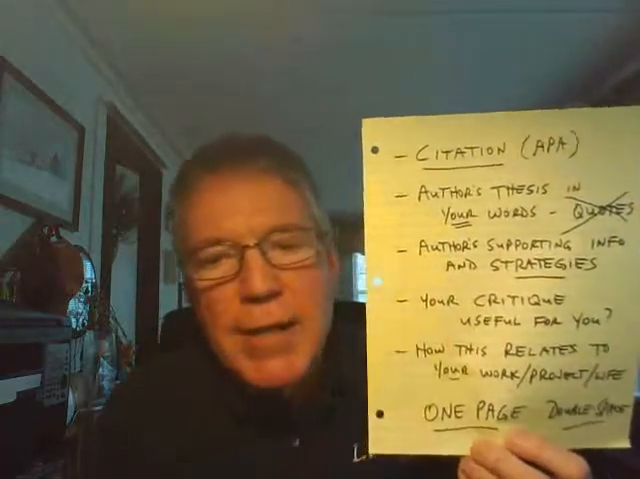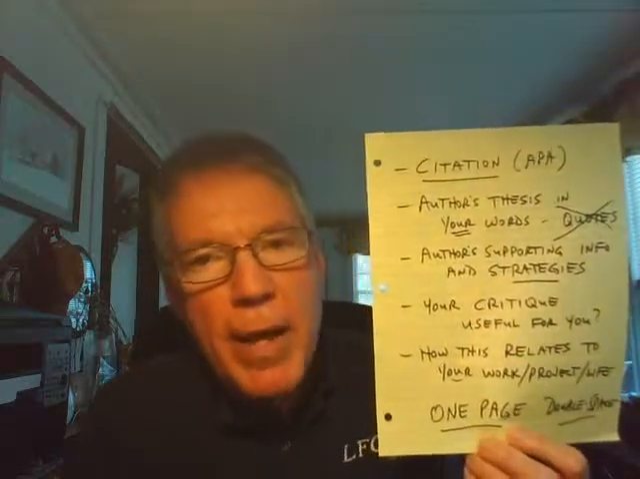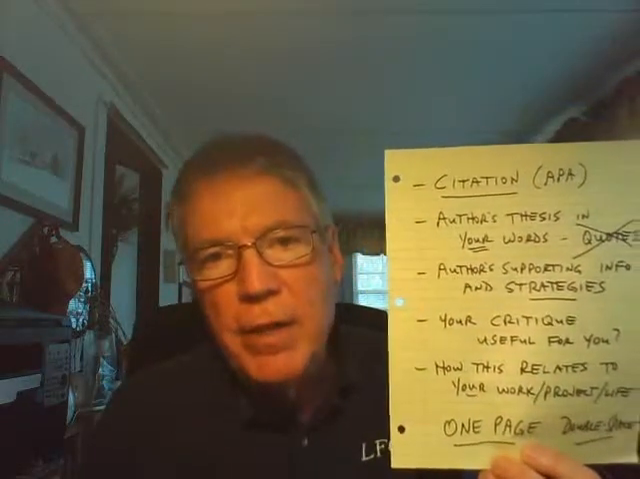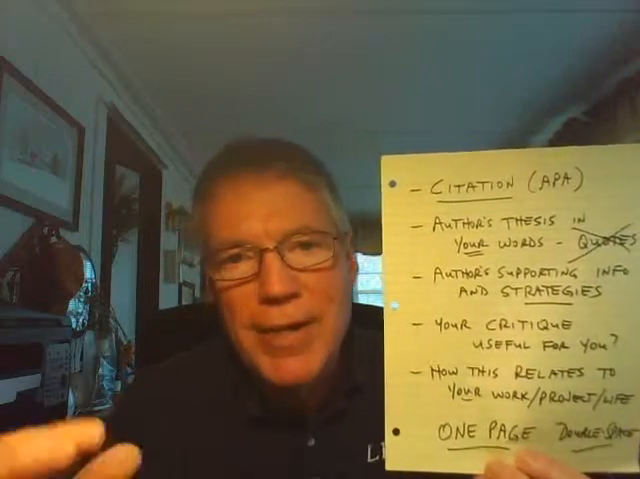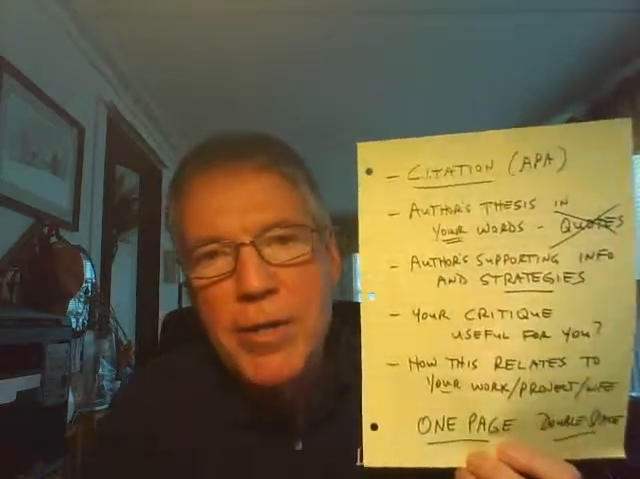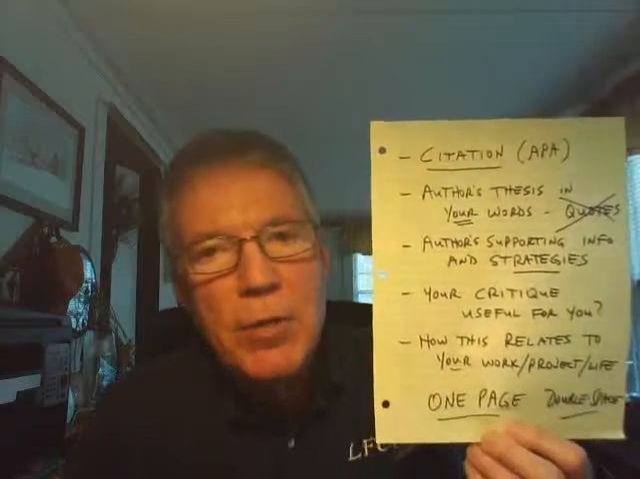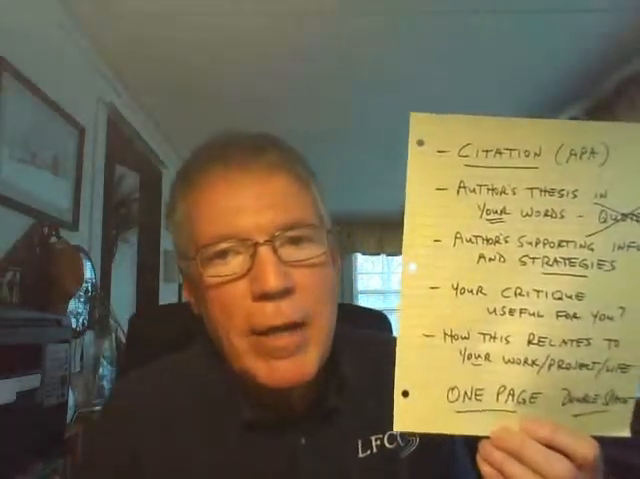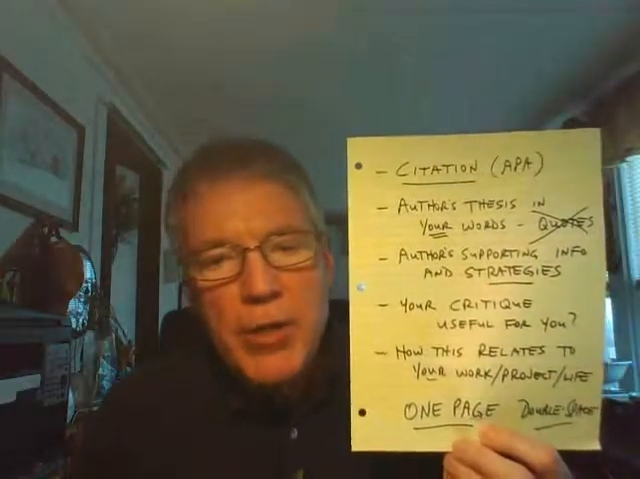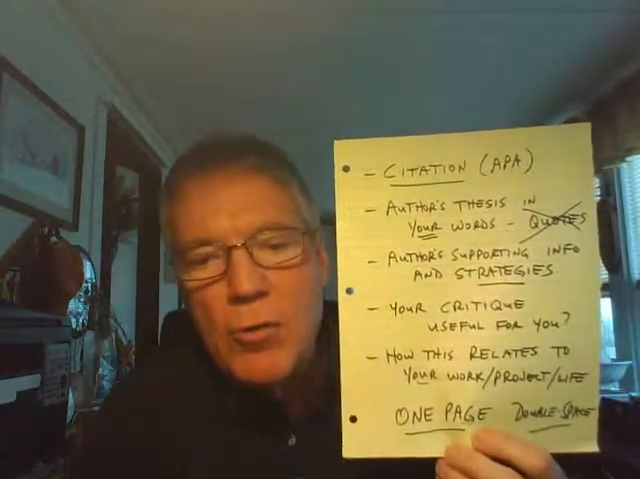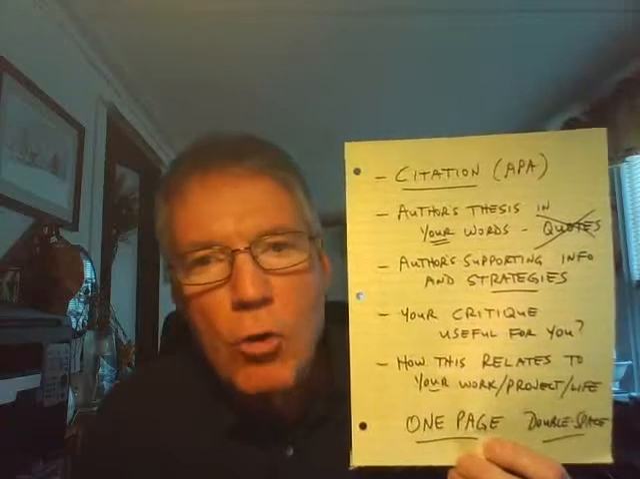So you begin with the citation at the top in APA format. For the purposes of this assignment in this course, you can leave out all the retrieved-from stuff. That takes space. One page double spaced is not much space to talk about the value of a particular journal article. So you begin with a citation at the top, then you go to the author's thesis in your words.